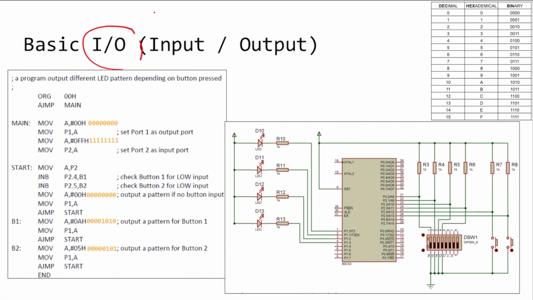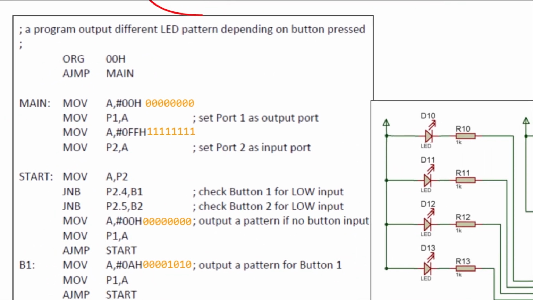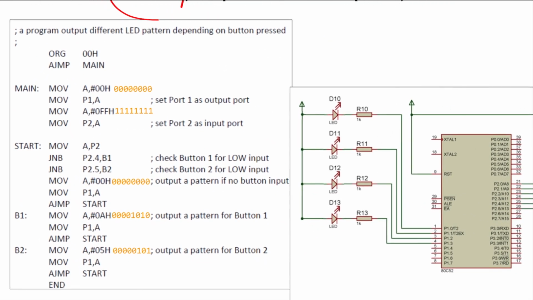In the first program, we will be showing basic I/O. This is our program right here. As usual, we will try to understand the program first. This part can be ignored because it will be present in every program.